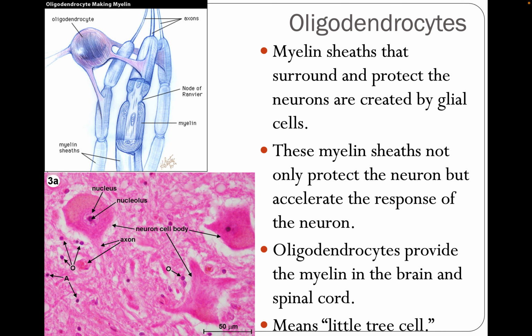Myelin sheaths that surround and protect the neurons are created by glial cells. These myelin sheaths not only protect the neuron, but accelerate the response of the neuron. Oligodendrocytes provide the myelin in the brain and the spinal cord. Oligodendrocytes means little tree cell.